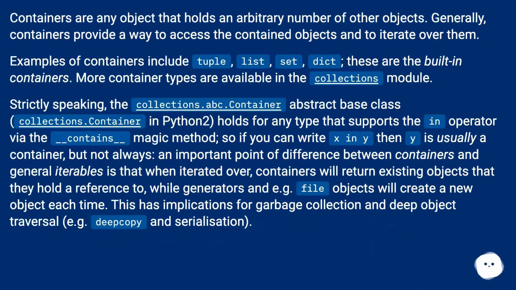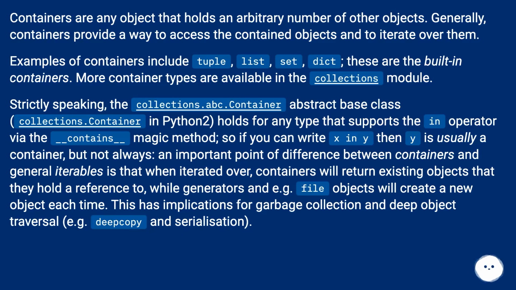Containers are any object that holds an arbitrary number of other objects. Generally, containers provide a way to access the contained objects and to iterate over them. Examples of containers include tuple, list, set, dict. These are the built-in containers. More container types are available in the collections module. Strictly speaking, the collections.abc.Container abstract base class, collections.Container in Python 2, holds for any type that supports the in operator via the __contains__ magic method. So if you can write x in y, then y is usually a container, but not always.